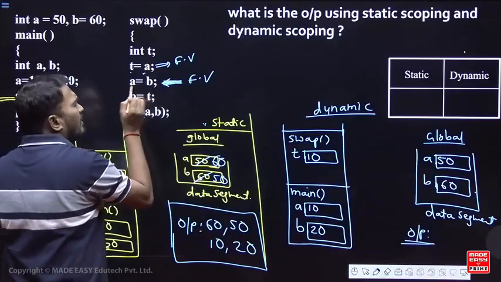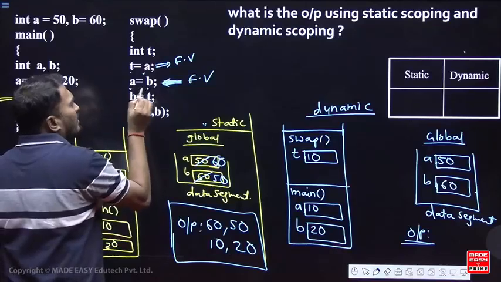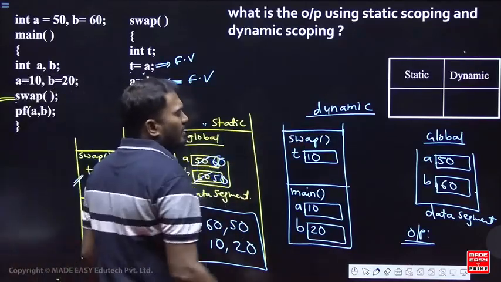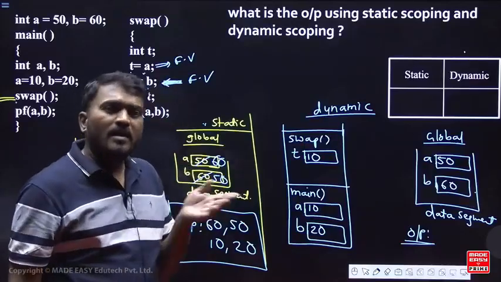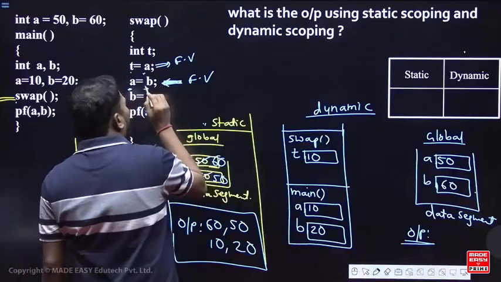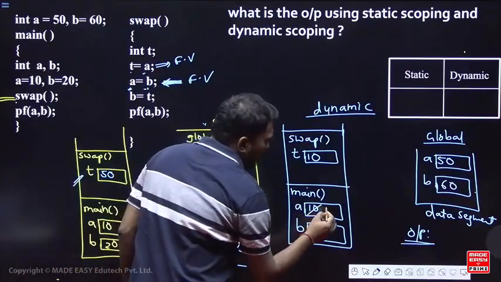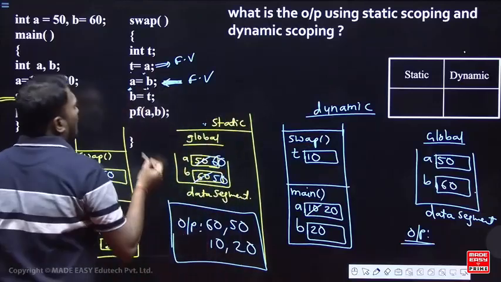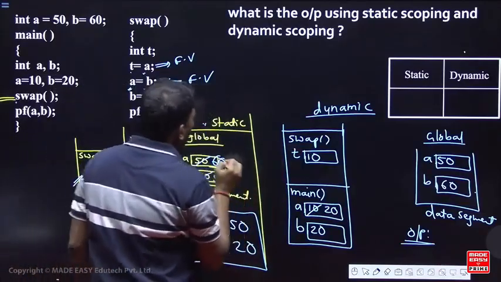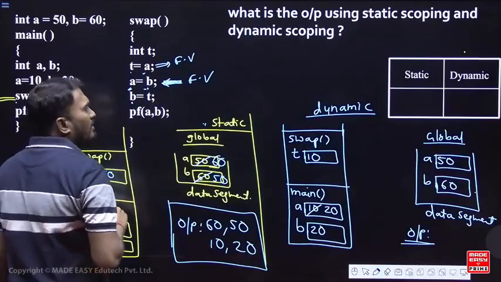And next, a equal to b. Now both are free variables. So which variable b is assigned to which variable a? Both are free variables. कौन सा variable change होगा? Previous calling function. Why? Dynamic scoping. In dynamic scoping, free variables are resolved from the previous calling function. So who called the swap? Main. So in the main, value of b will be assigned to value of a. So that becomes 20. And next, now you say b equal to t. So t is a local variable. So t is 10. t लेके किस में डालना है? b. b is a free variable. तो कहाँ पे change होगा?